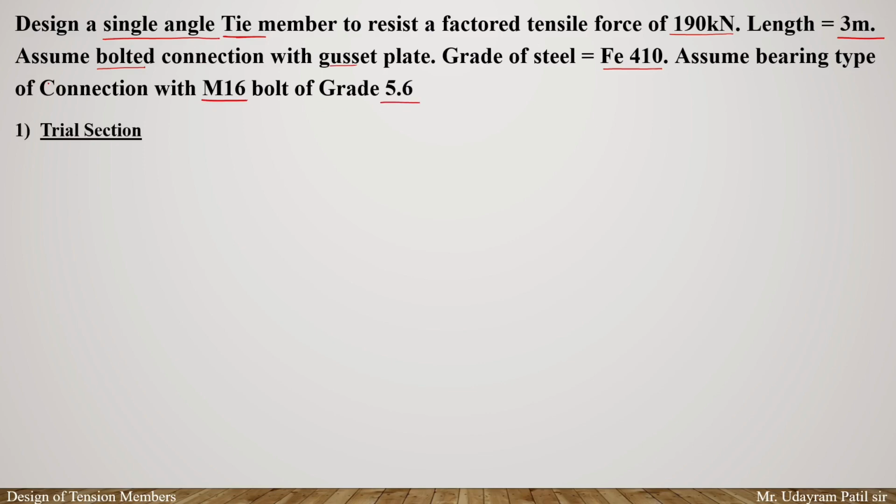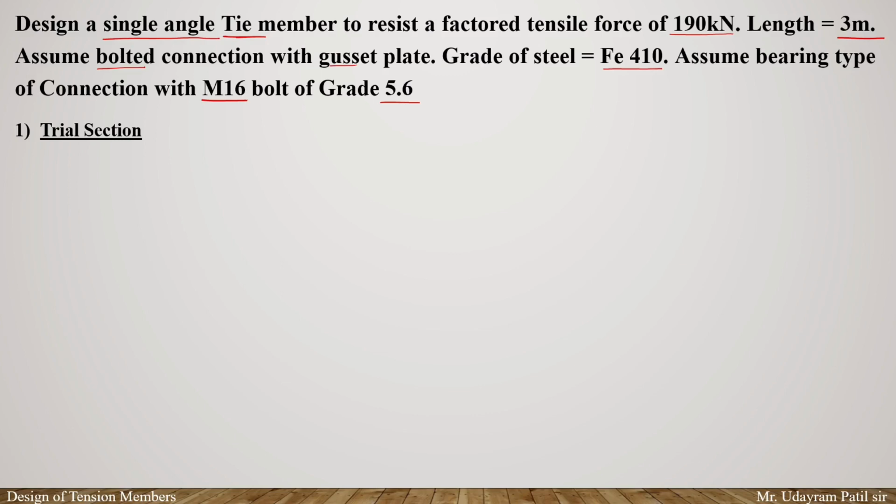Now we don't know which angle we are going to use. Now the tension member has to be designed, meaning we have to select the particular member. Whichever IS sections, Indian Standard sections, you have to select. And for that particular section we are going to calculate the maximum load which it can take, and if that particular load is greater than 190 kilonewton, in that case our particular member will be safe and we can use that particular member in the structure.